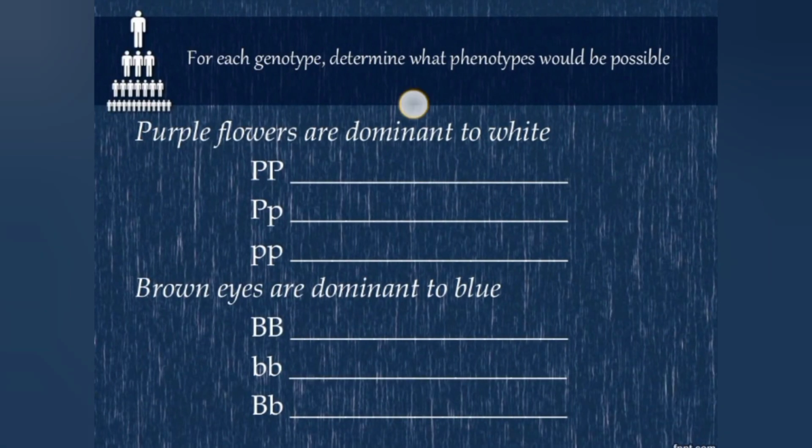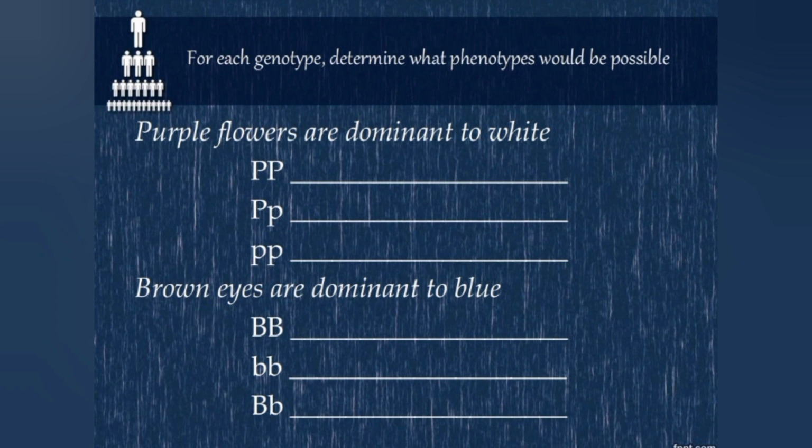For each genotype, determine what phenotypes would be possible. For example, purple flowers are dominant to white. Capital P means they show the dominant, which means purple flowers. So the capital P and small p show the purple phenotype because their dominant allele is P. And if both are small, they show the white flowers.